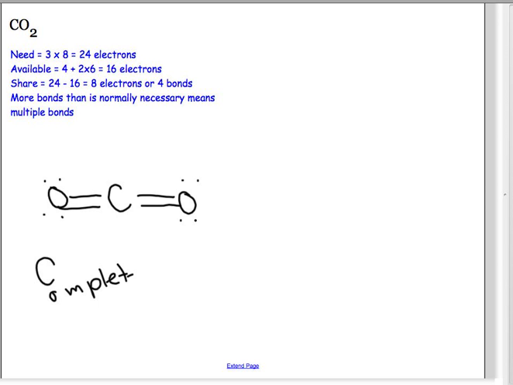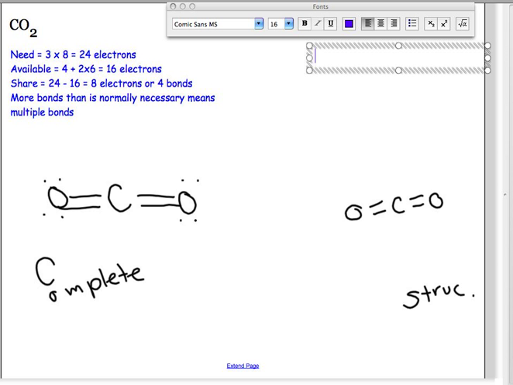Well, that's really nice today. And our structural is just the carbon with the double bonds. And then if we look up here again, just so you have it, that means we have 4 bonding pairs and 4 non-bonding or lone pairs.